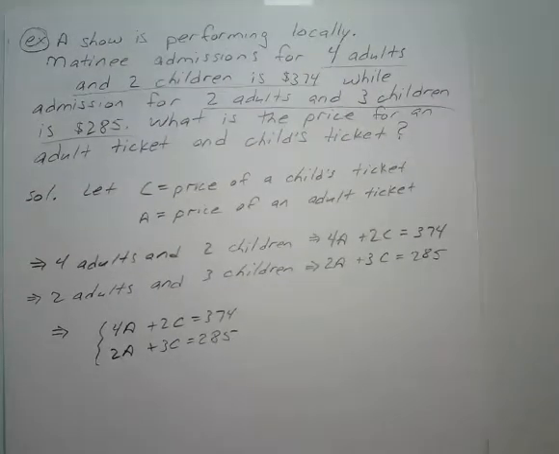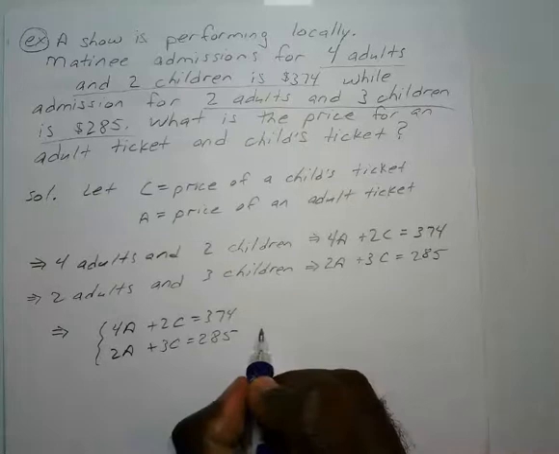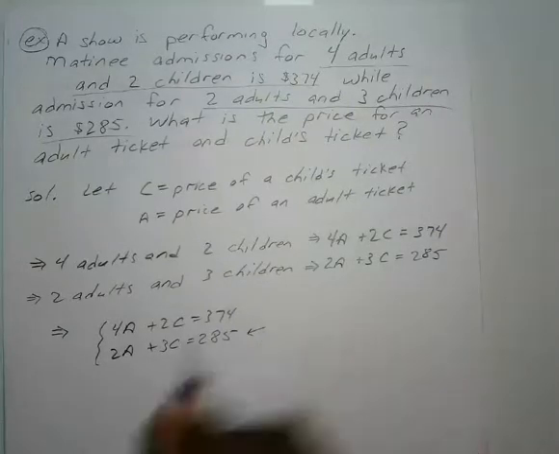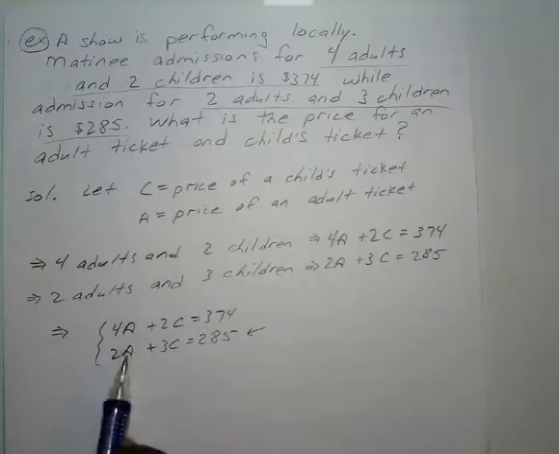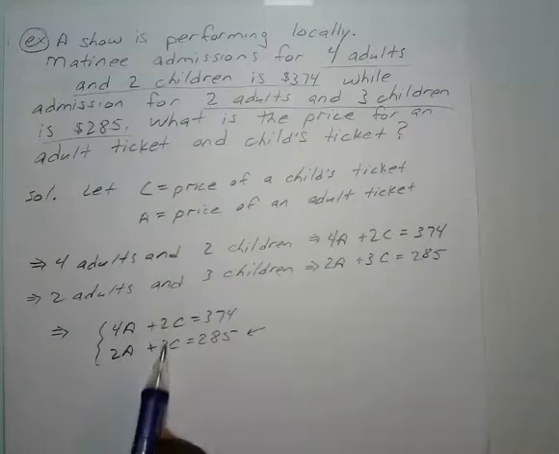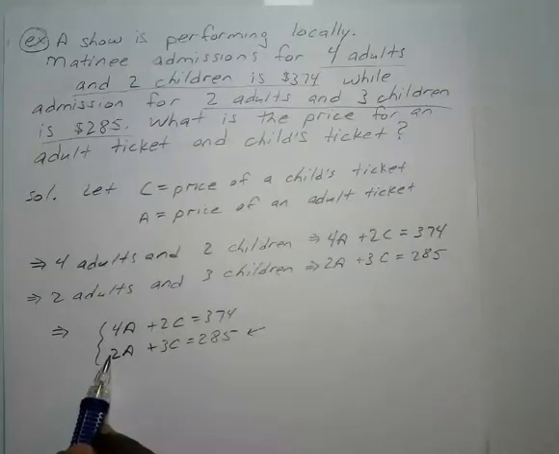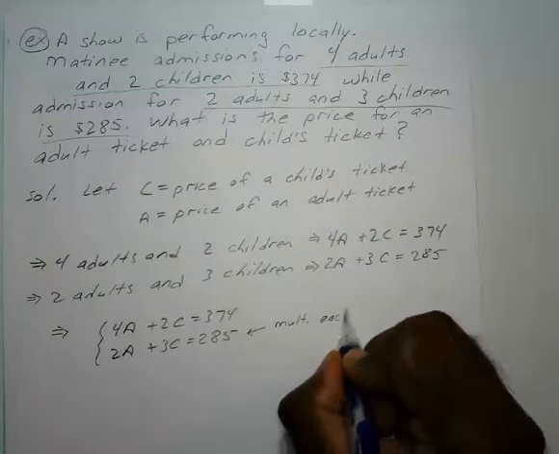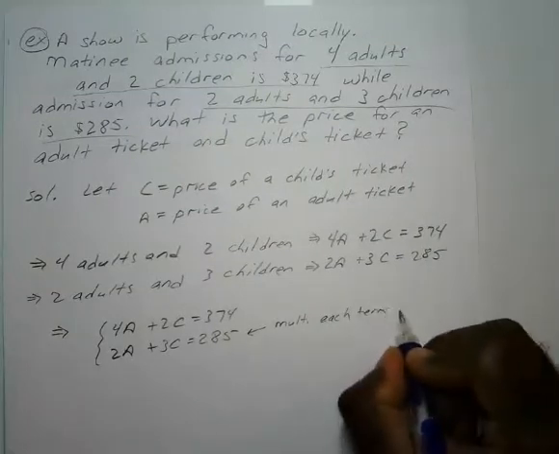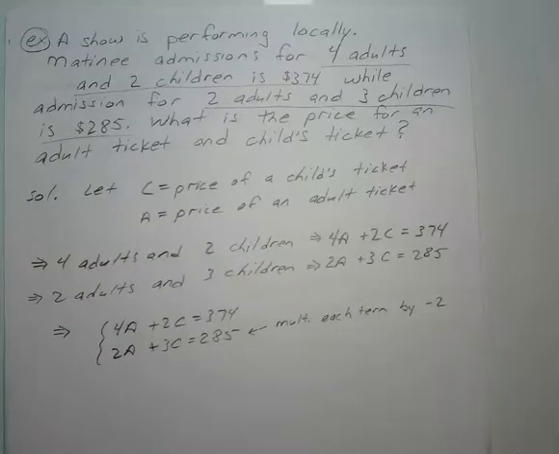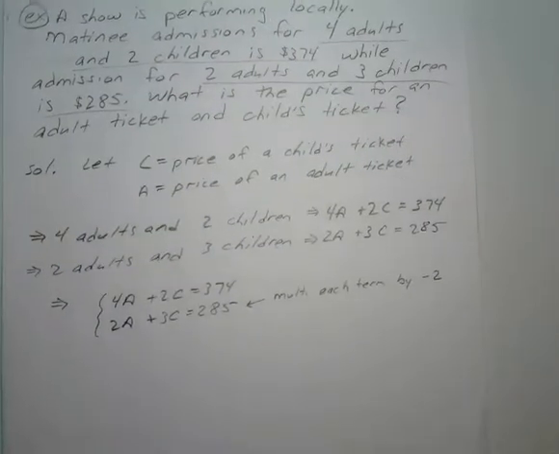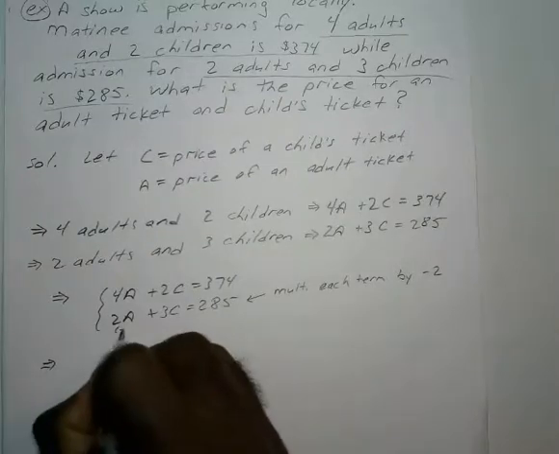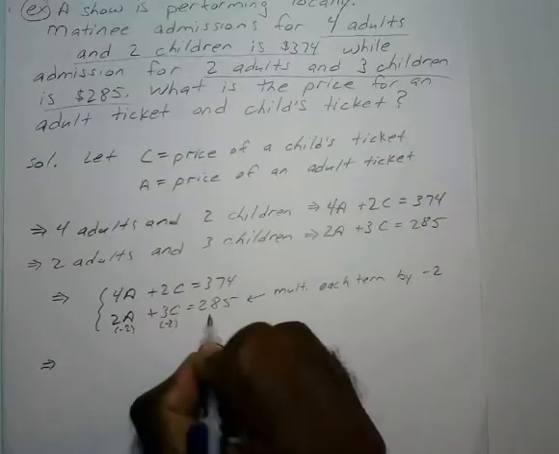Okay, so we can see there we can't use substitution. But if we use the addition or elimination method, we just have to turn the coefficients into opposites. Easy to do to eliminate the a. So we'll multiply each term by -2. That will make the coefficients opposite.